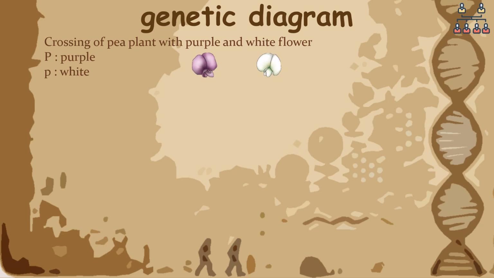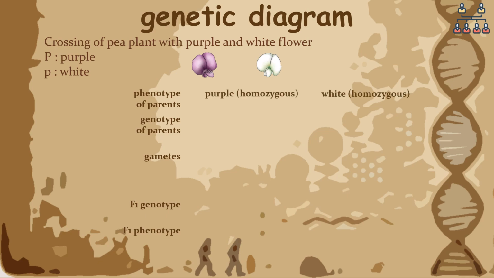Let us use the crossing of a purebred pea plant with a purple flower with a purebred white flower. Purple is the dominant trait, so we will use a capital P for it and a lowercase p for the recessive allele. For a genetic diagram, you will have to list out similar items as in a Punnett square, namely the phenotypes of the parents, their genotypes and gametes, and the genotype and phenotype of the F1 generation.